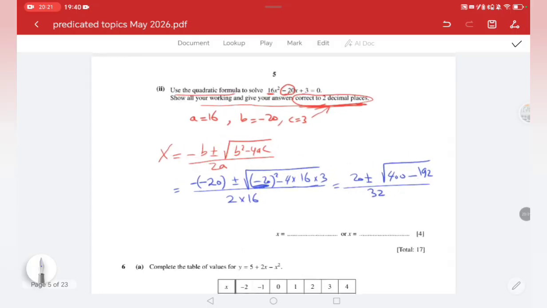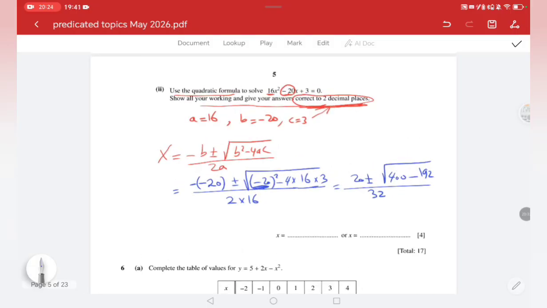The two answers you have: x1 equals, take it positive, 400 minus 192, which is 208, and divided by 32. x2, take it negative.